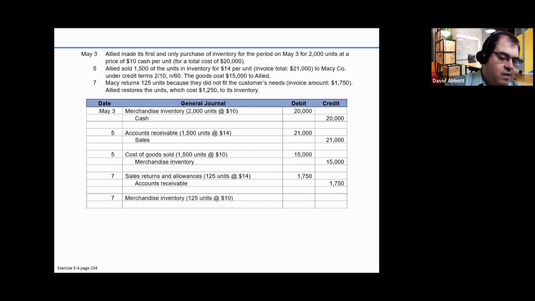So merchandise inventory, 125 units at $10 a piece is $1,250. So you'll debit merchandise inventory, and you'll credit the cost of goods sold $1,250. Because you haven't sold them, you're now getting them back. So to reverse that out, you'll credit the cost of goods sold.